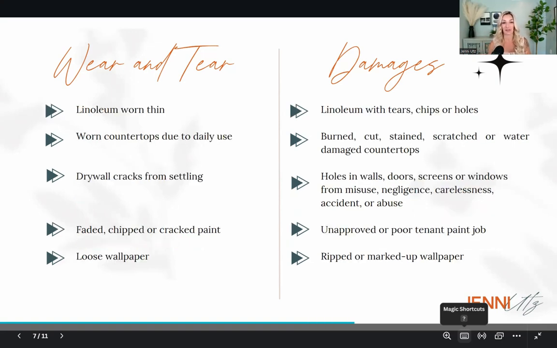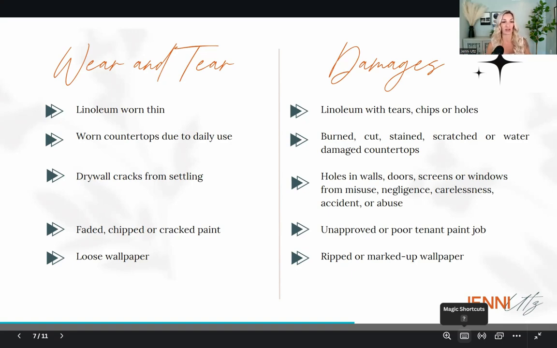Linoleum being worn and thin versus worn countertops. That is definitely different than if a tenant is putting something really hot on the countertop and they wind up burning it or staining it, if it's a different type of material. Drywall cracks from settling versus holes in the wall. These are all wear and tear.